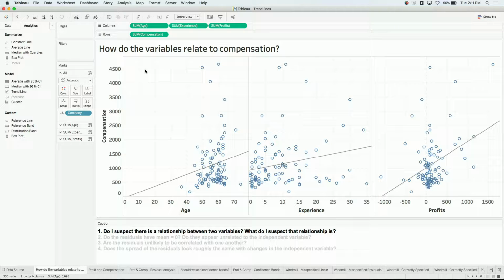The first set of questions we've kind of already answered. Do I suspect that there is a relationship between the two variables? And what do I suspect that relationship is? So does everybody remember the picture of the null hypothesis?